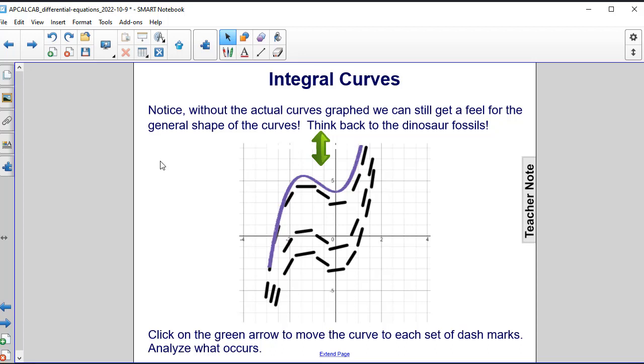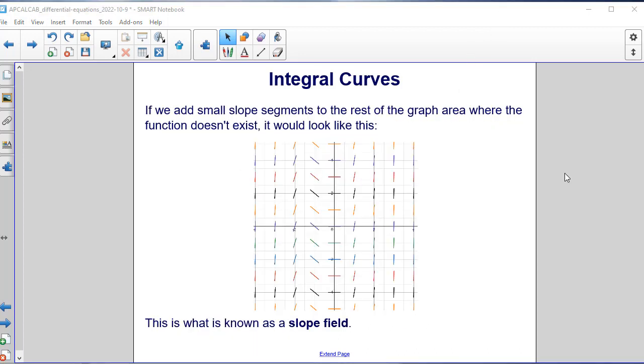Let's think back to the dinosaur fossils. So these would be like the bones of the curve, and if I move this curve, you'll see that as I move up and down the graph, the little dashed slope lines do match what the curve looks like. If we add small slope segments to the rest of the graph area where the function doesn't exist, it would look something like what you see in this graph in the center of the picture. This is what we call a slope field.